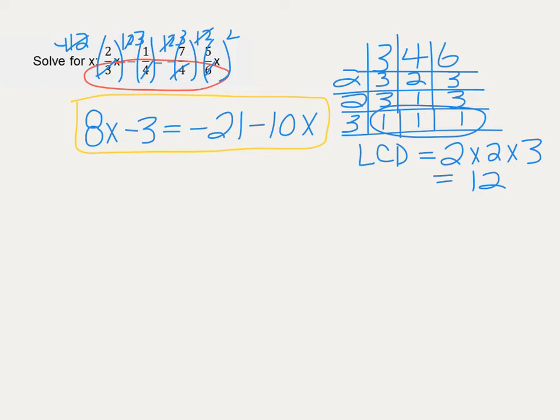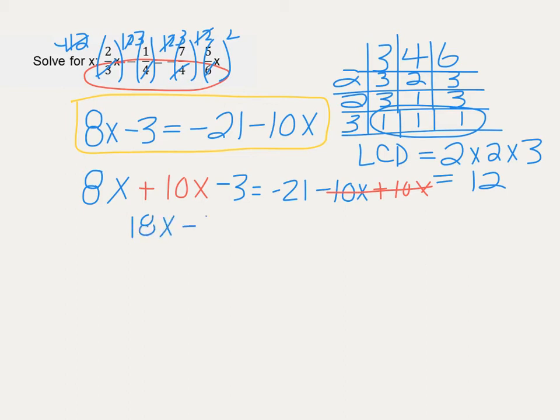Okay, the next thing we're going to do is simplify a little bit more. So we're going to bring our x's over to one side. So we have 8x plus 10x minus 3 is equal to negative 21 minus 10x plus 10x. This will eliminate the x's from this side and will leave us with a simplified equation of 18x minus 3 is equal to negative 21.